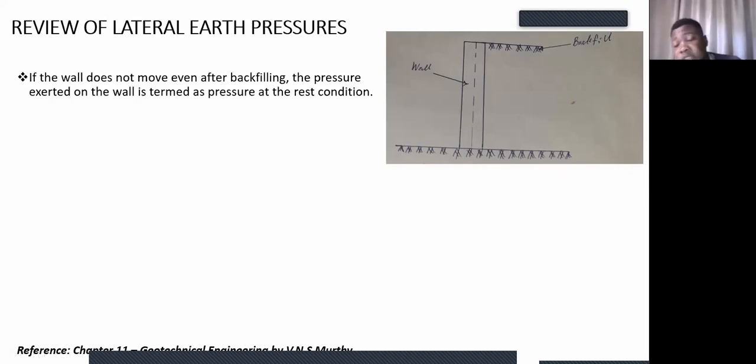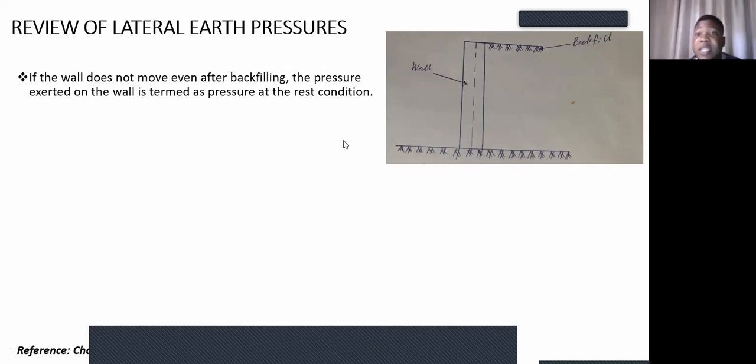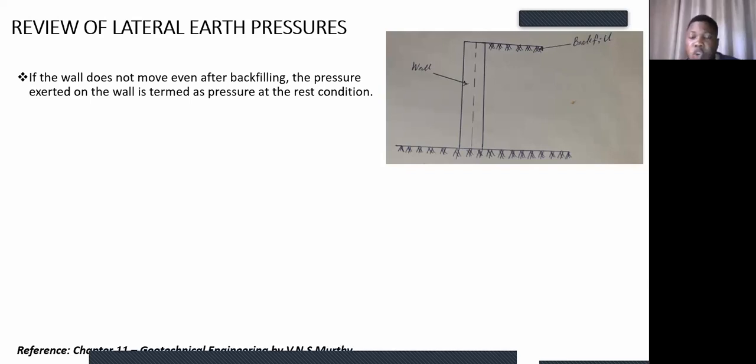Now, if the wall does not move, even after backfilling, the pressure exerted on the wall is termed the pressure at rest condition. What we're trying to explain here is that you have a retaining wall, and it is probably retaining earth dams or water. Now, if the lateral earth pressure exerted from the backfill does not cause any motion on the retaining wall, that is, it doesn't make it deflect or rotate to the left or to the right, then the lateral earth pressure acting on that retaining wall is the pressure at rest condition. This may be a sample OBJ question, so that is why I'm sticking with this.